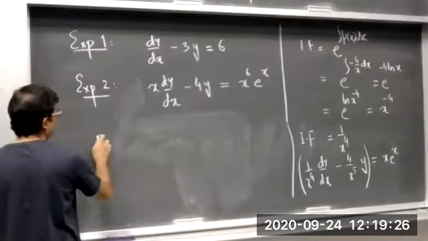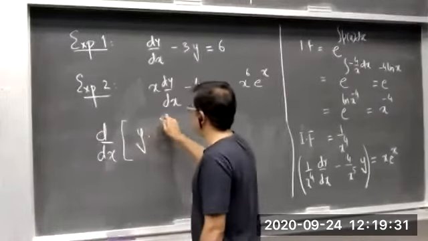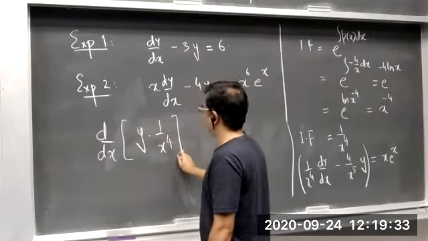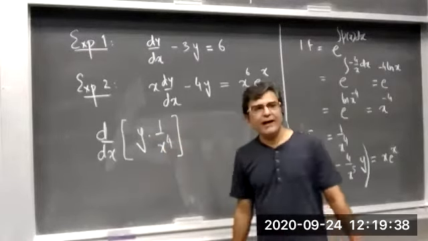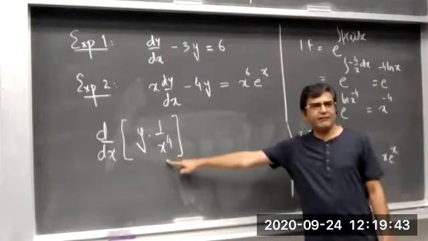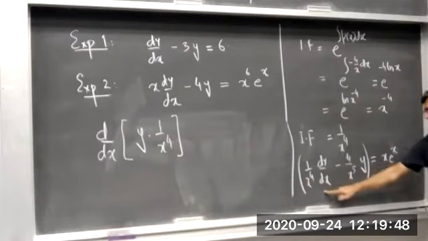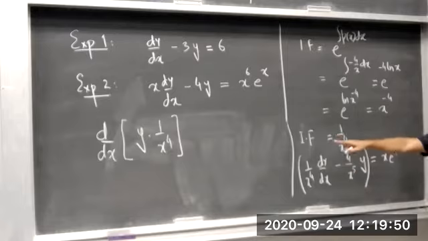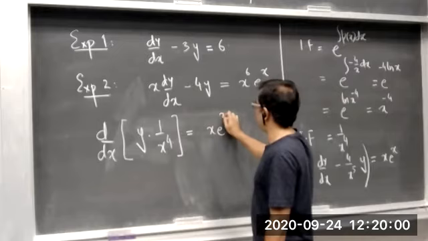Now, this thing has become the derivative d by dx of y into 1 over x power 4, where y is the dependent variable and 1 over x power 4 is the integrating factor. You can see that if we open this derivative, this product rule, we must obtain this left-hand side. If we take that derivative, do we obtain this? Yes. Now, this is equal to x into e raised power x.